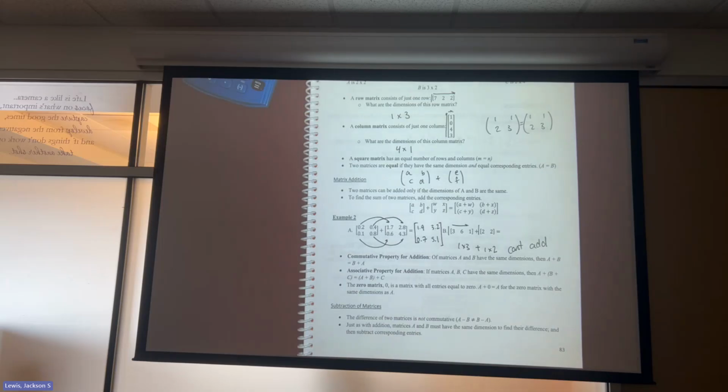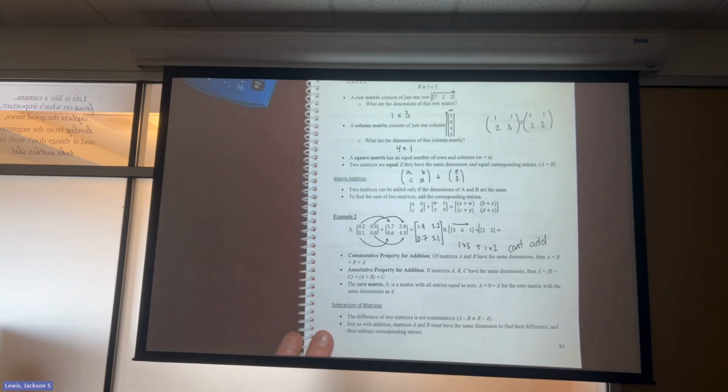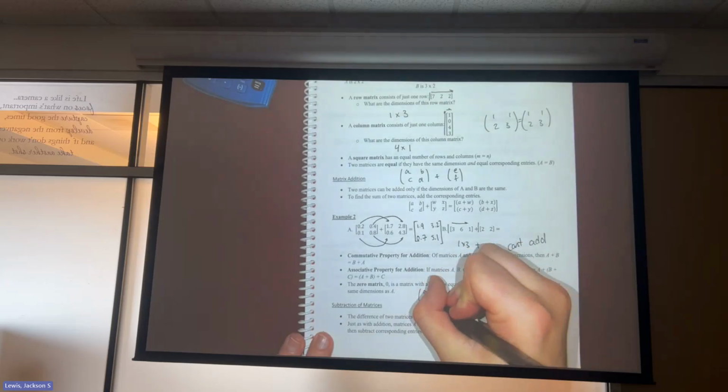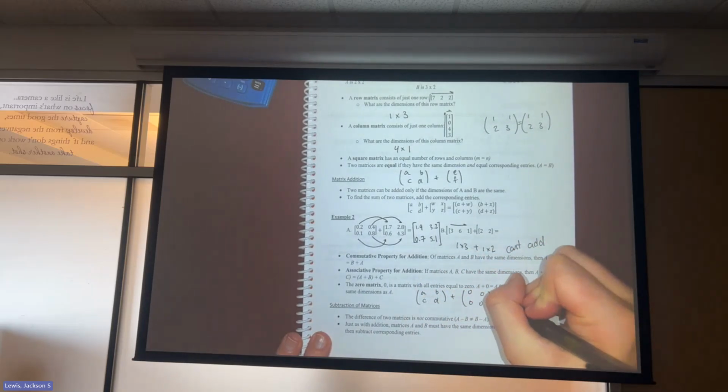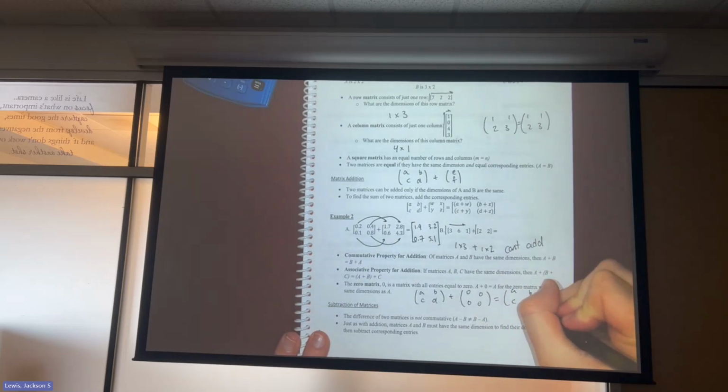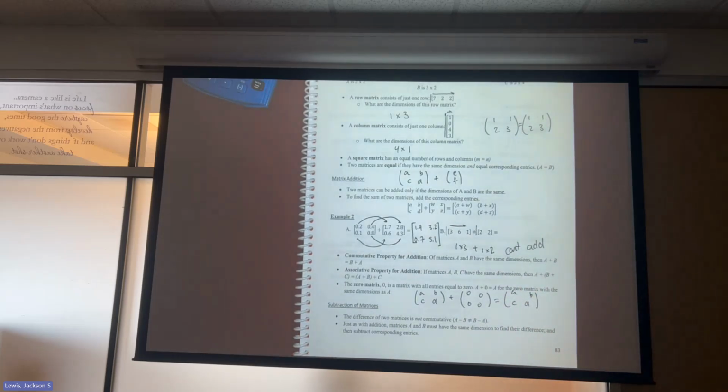A zero matrix is just zeros everywhere. So A plus the 0 matrix is A. For instance, A, B, C, D plus the 0 matrix, 0, 0, 0, 0, is just A, B, C, D. It's the same thing as numbers. If I add 0 to a number, I get the number back.